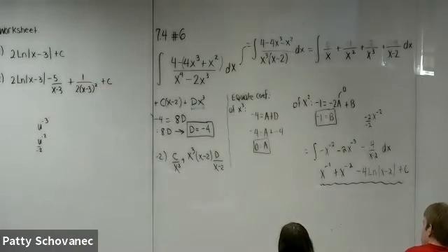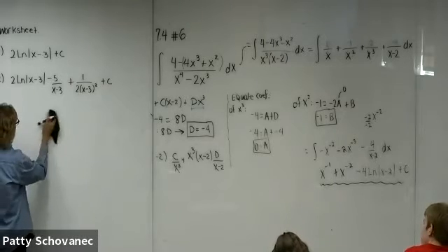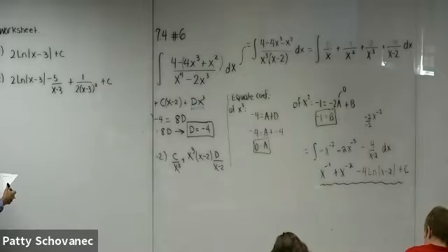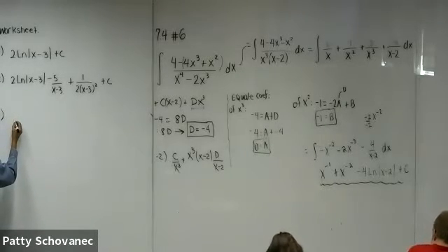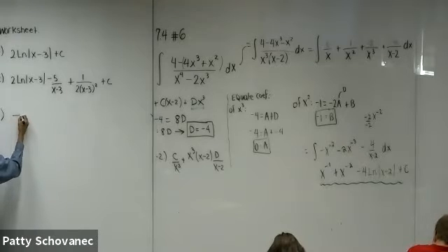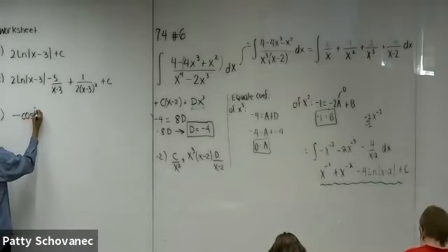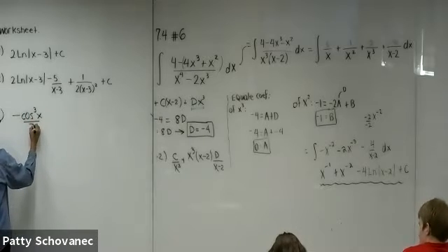Yes, no, maybe? I just wanna do that one. Did or did not do that one? I have not done that one yet. I just haven't had time. Then don't peek. Okay. And then the third one: minus cosine cubed of x over 3.